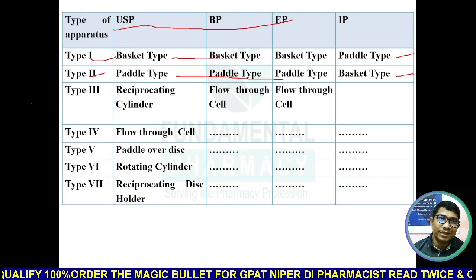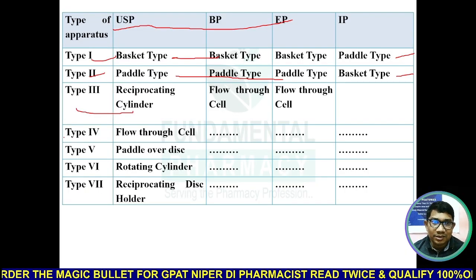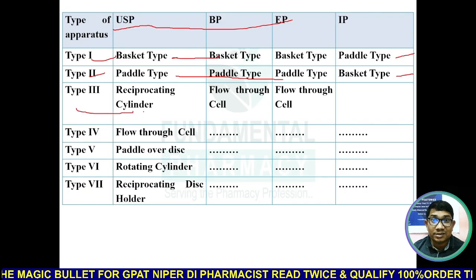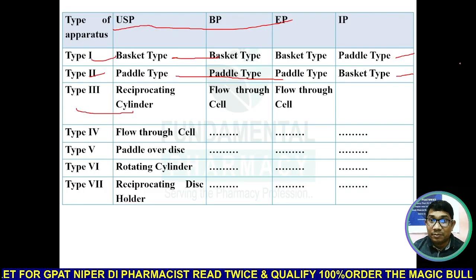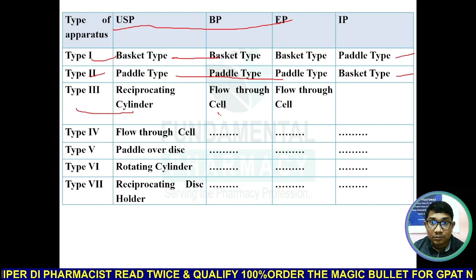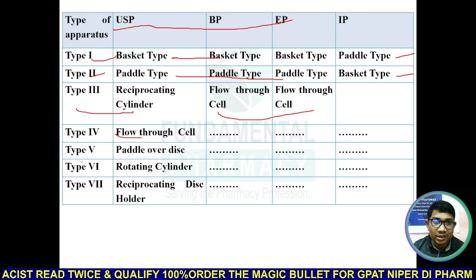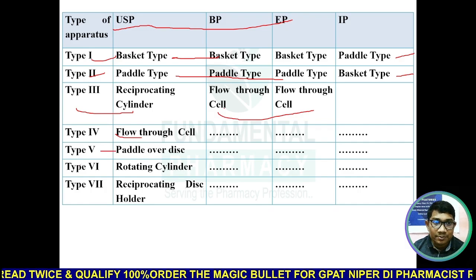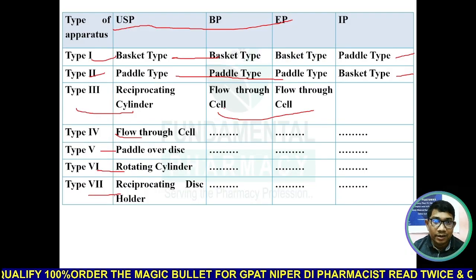Now as per the USP, type 3 is a reciprocating cylinder. Remember, as per the USP, type 3 is a reciprocating cylinder. As per the BP and EP, type 3 is a flow through cell. Type 4 as per the USP is a flow through cell. Type 5 is a paddle over disc. Type 6 is a rotating cylinder. Type 7 is a reciprocating disc holder.